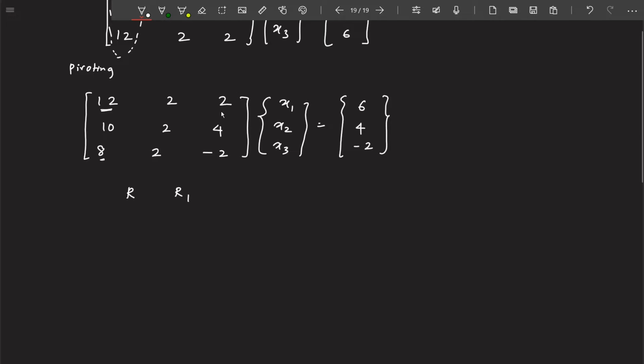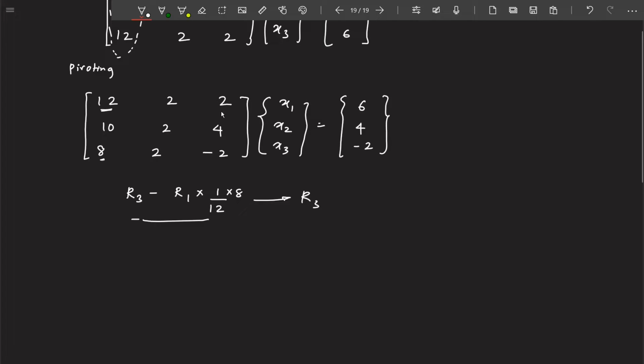R1 and R3, you have to subtract R1 and R3, and what should be the multiplier? You have to make this 1 and then you are going to multiply by 8. You are getting it? So if you do that, whatever result that you are going to get here, you have to put it in R3.